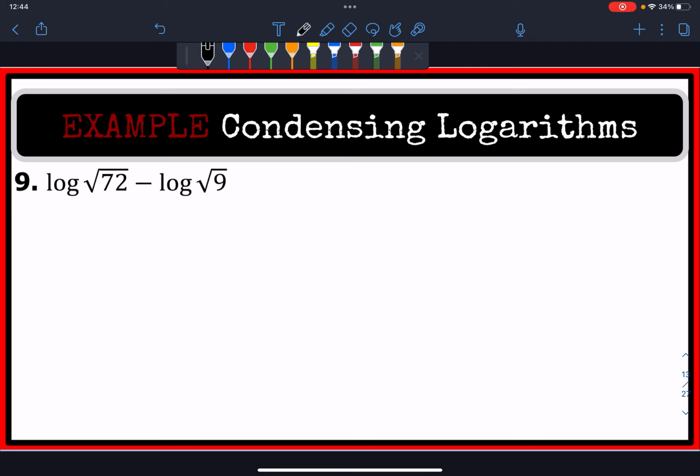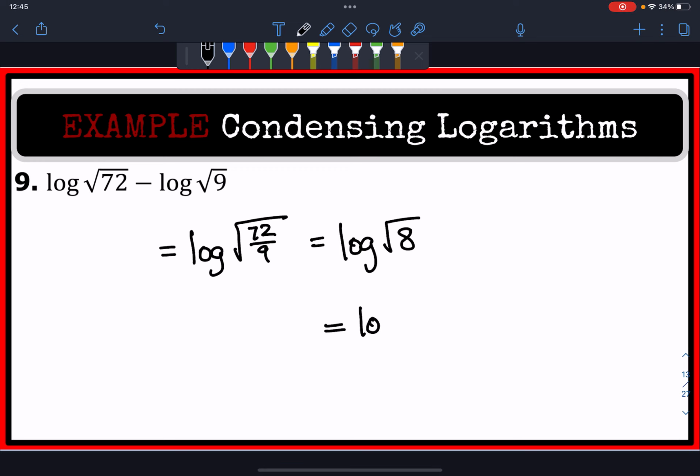And for our final example, same situation. Here we have the common log of the square root of 72 minus the common log of 9. So that would be the common log of 72 divided by 9. They're both inside the square root, so we can just write it as the square root of the quotient of that, which is 8. And that simplifies to the common log of 2 radical 2. So that's the condensed form of this.